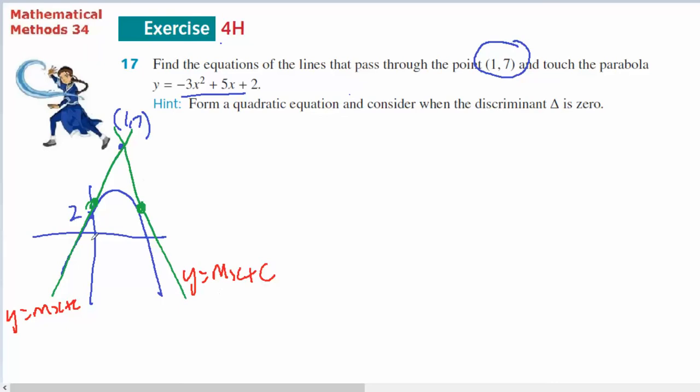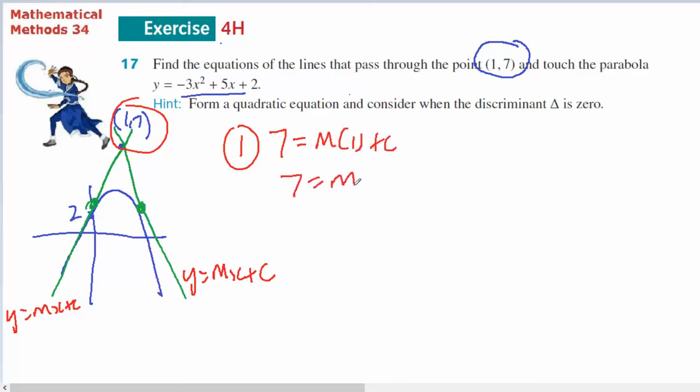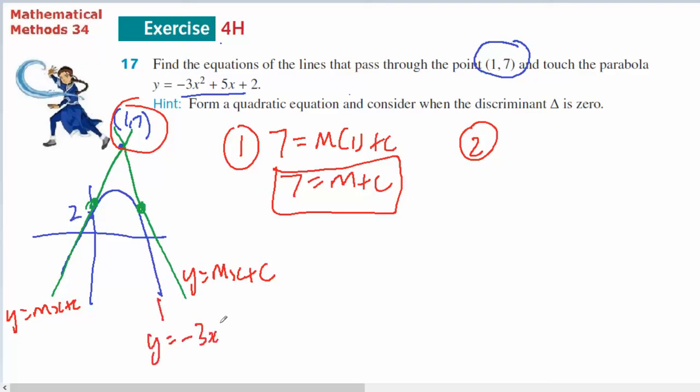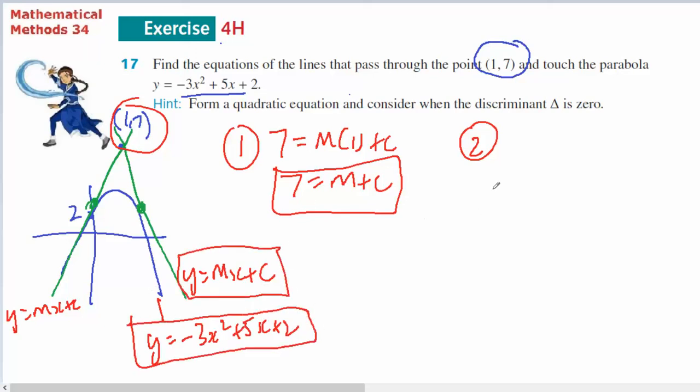But what I do know is that this green line goes through (1, 7). So my equation number 1 is 7 equals m times 1 plus c. So 7 equals m plus c as equation number 1 in my simultaneous equations. The second piece of information I know is that when I set the parabola y equals minus 3x squared plus 5x plus 2 equal to the straight line, that will give me the intersection point. So mx plus c equals minus 3x squared plus 5x plus 2. That will find the intersection point.